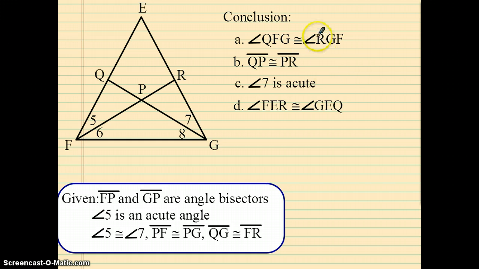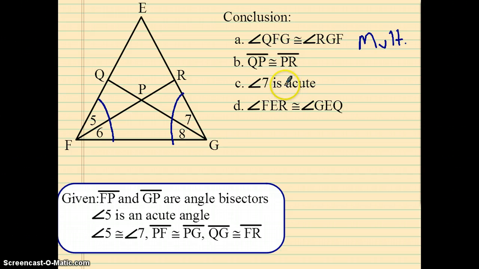So first off, part A, we have angle QFG is congruent to angle RGF. So QFG, we're talking this angle right here, and RGF, or this angle right here. Now, what do we know about angles 7, 8, 5, and 6? Well, we do know that 7 and 8 are congruent because we have a bisector, and we do know that 5 and 6 are congruent because we have a bisector, but more importantly, we know 5 and 7 are congruent. So if we have pieces or half angles congruent, then whole angles are going to be congruent by multiplication. Okay, so by multiplication, we can say that part A is true.